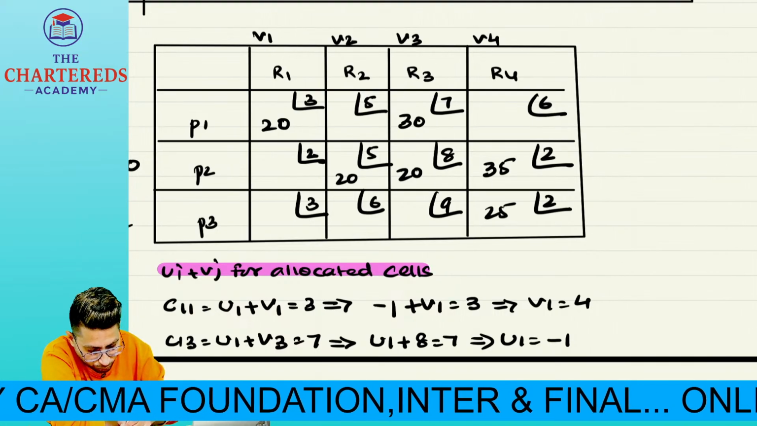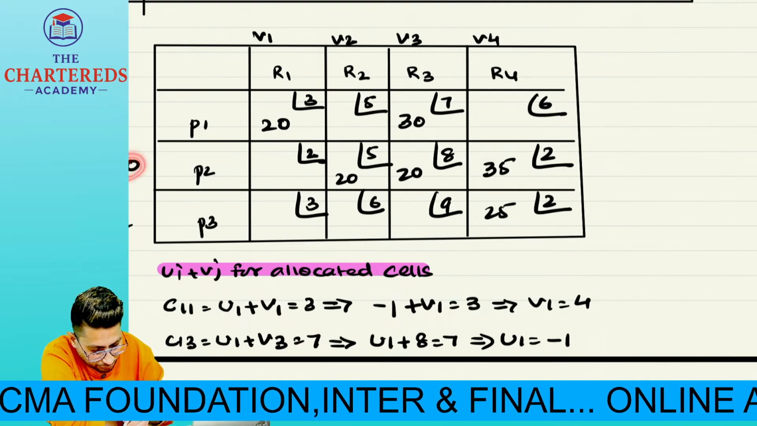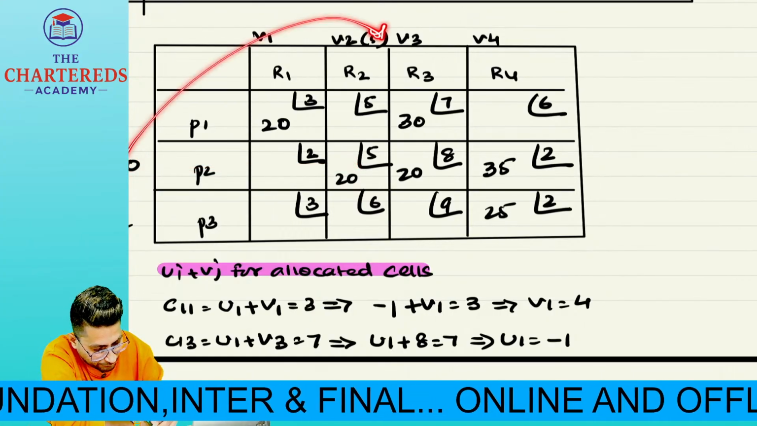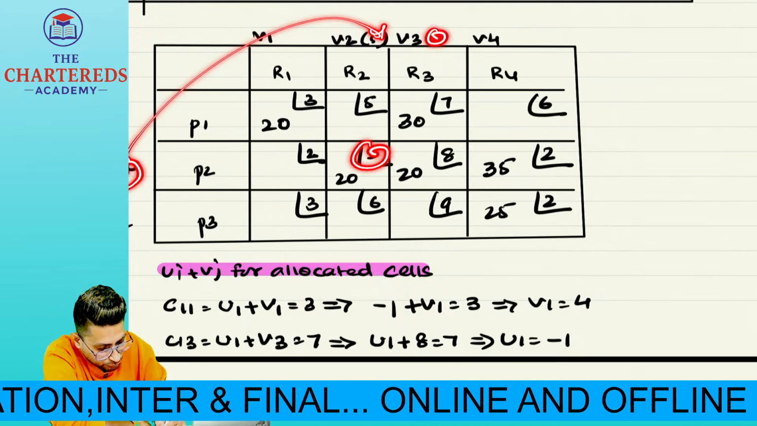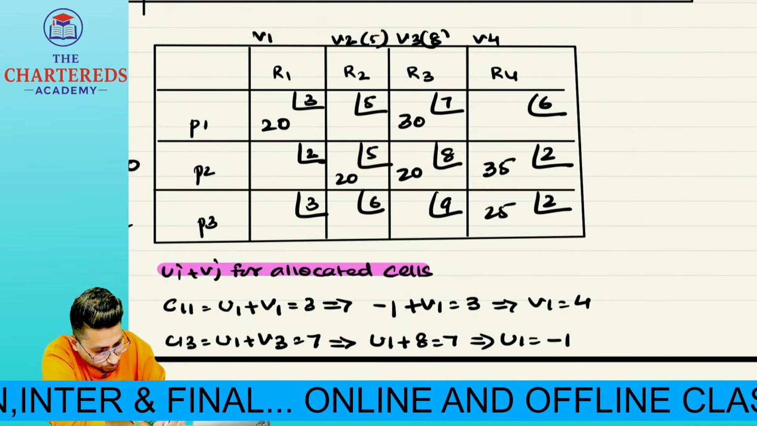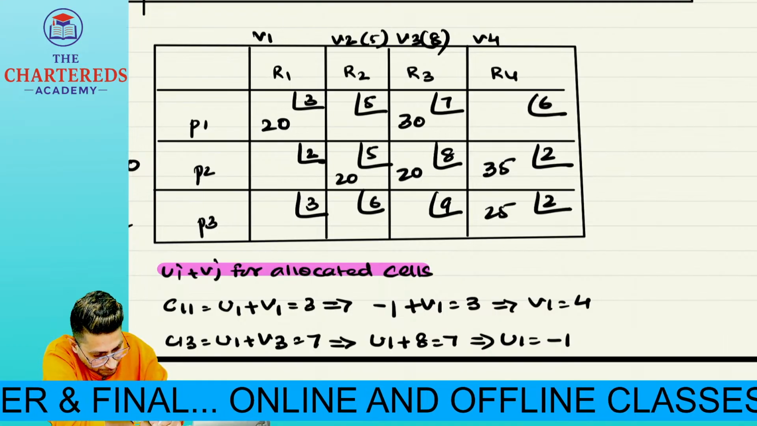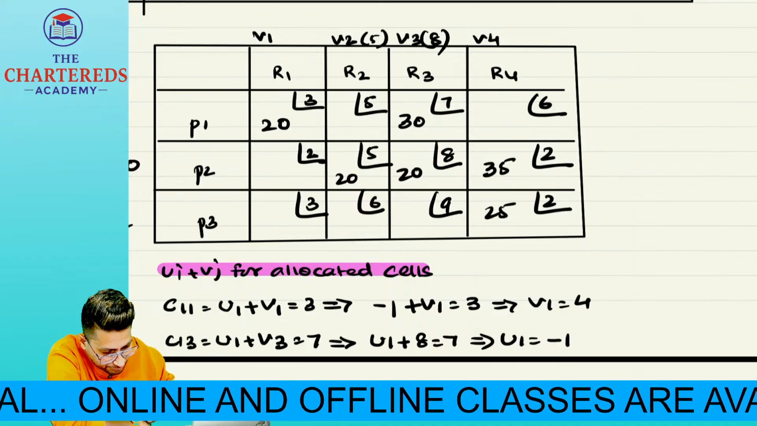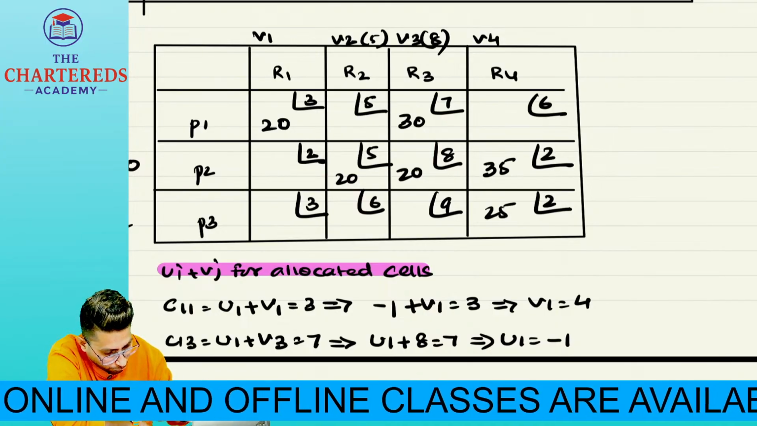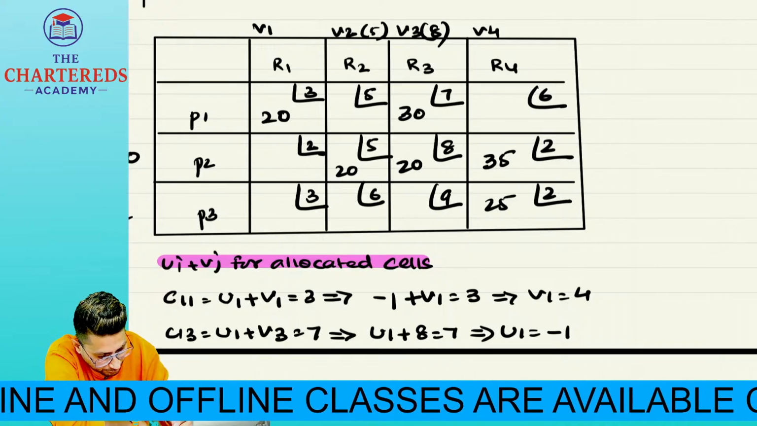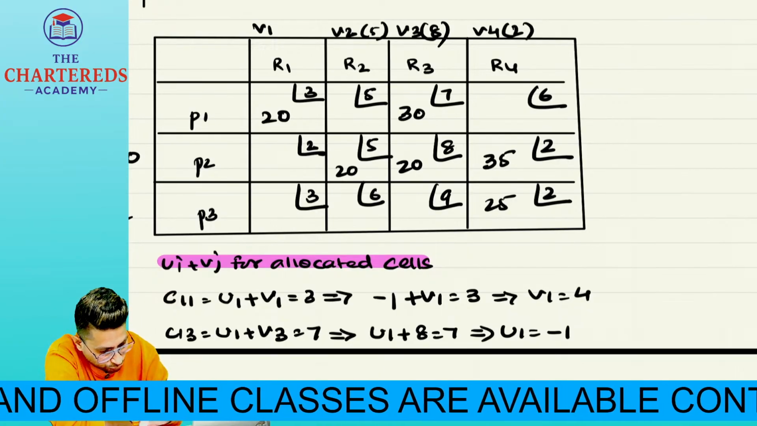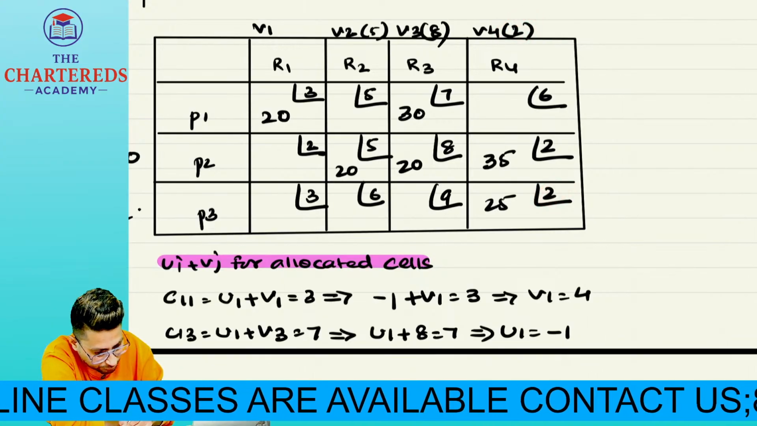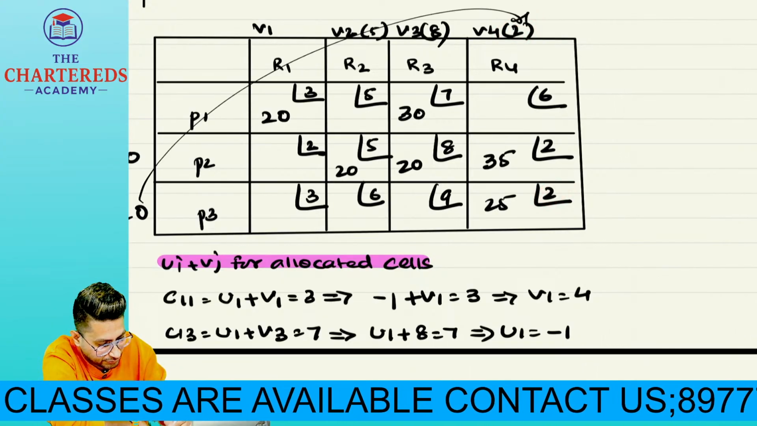So we have assumed this to be 0, right? So 0 and V2 will be 5. 0 plus 5 will give us 5. 0 plus what will give us 8? 8. These two are correct. Next, here it is 8, 0. Next, V4. V4 should be 2. So 0 plus 2 will give us 2. Here it is 2. This should be 0. 0 plus 2 will give us 2.